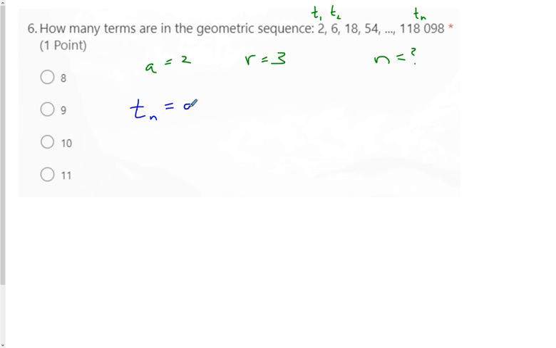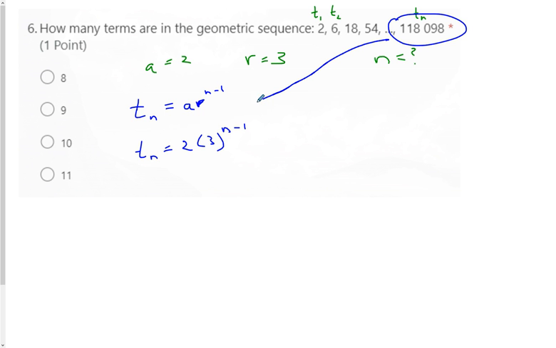Our general term is a times r to the n minus 1. Let's sub in. A is 2, r is 3, to the n minus 1. So now what we're going to do is take this last number here, and substitute it in for our term, and then figure out an n value that we can sub in that will make that work.